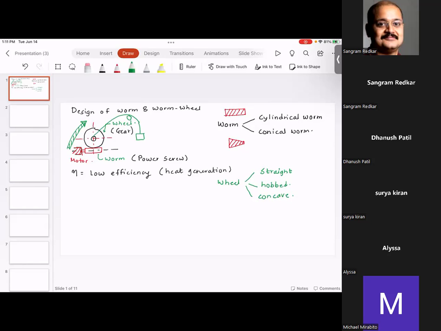Now, these are some of the concepts that are interchangeably used in the design of worms and the design of power screws. For example, there is the concept called the lead. So in the worm, think about it the same as a power screw. We have the concept of lead. Lead is advancement per revolution.